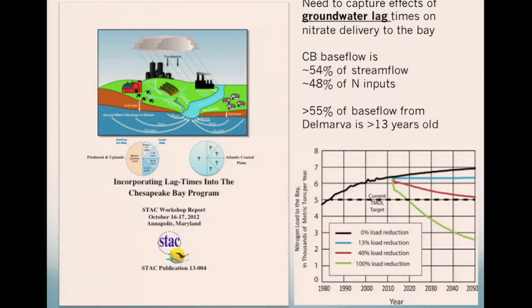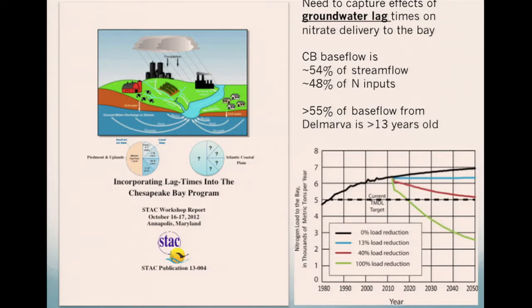The program has oversight from, or receives recommendations from, scientific and technical advisory committees that push it in different directions about what should be included in the model and how it should be developed further. One of the very important things that the Scientific Advisory Council has said is a crucial advance that's required is to incorporate the effects of groundwater lags and groundwater lag times in this model. In the Chesapeake Bay watersheds, about half the water that enters the streams is essentially groundwater. It's baseflow. It spent some period of time in the groundwater, and that water contributes about half of the nitrate that ends up in the stream.